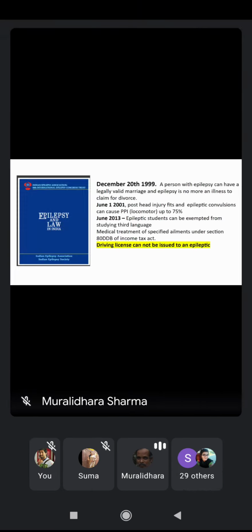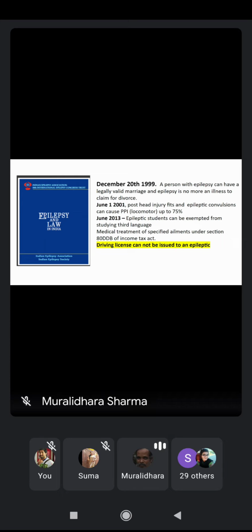Now, the last part: epilepsy is also an issue which is related to the law. There are many important laws which you have to know when you deal with a patient of epilepsy. In earlier days, epilepsy was considered enough reason for a divorce, but since 1999 this clause is removed. Many people do not know about it. If you give a certificate suggesting that a patient has epilepsy and hence divorce can be done, you are on the wrong side of the law now.